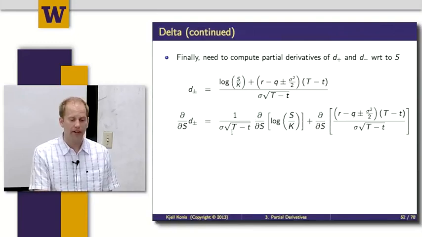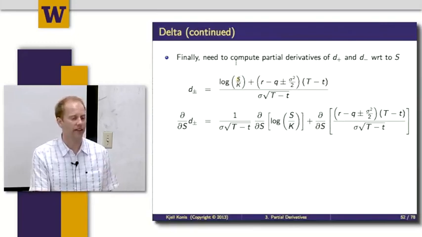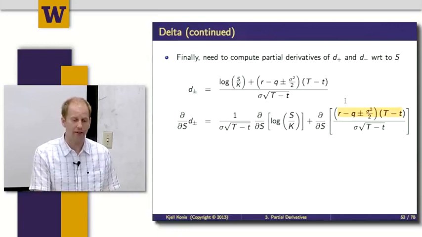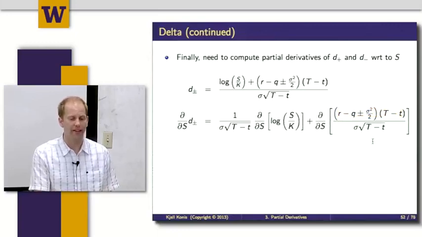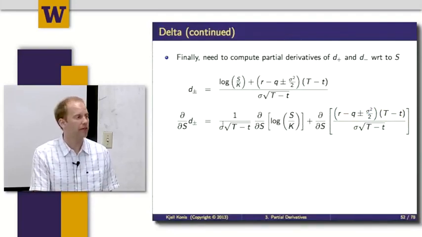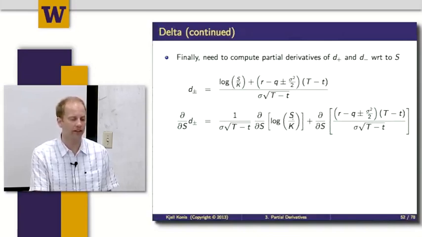And so the reason I'm going to want to do that is because s only appears in the first one of those fractions. So what I'm going to end up with is I'll want to take the partial derivative of the leftover part with respect to s, but there's no s in this part, so I can treat that as a constant. So this term on the right-hand side, that's just going to go away. That'll be equal to 0. And then I'm left with 1 over sigma times the square root of T minus t times the partial derivative with respect to s of the log of s over k.